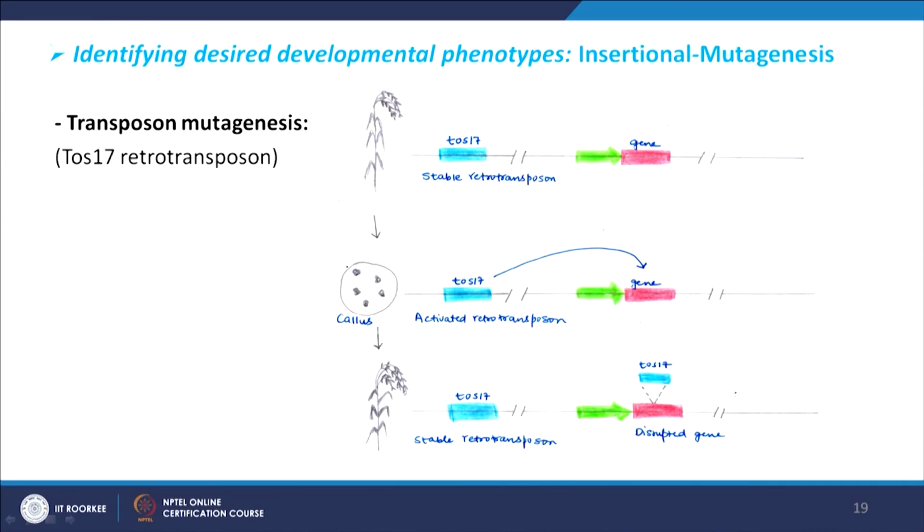So, what you can do, you can make a callus, in the callus the transposition will occur, different genes or different loci will be disrupted, and then use this callus to simply regenerate through the process of tissue culture and make a transgenic plant. In this plant, you can identify a developmental defect, a developmental mutant, and you can generate a collection of such mutants.